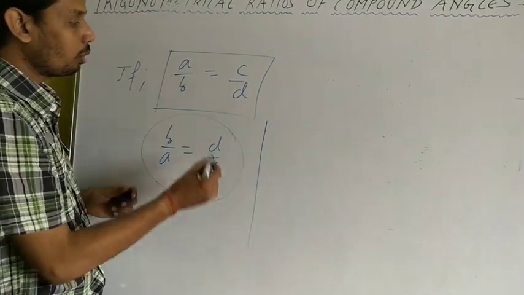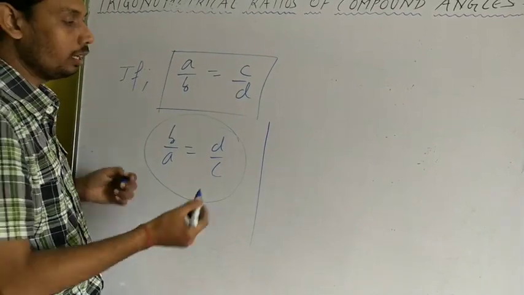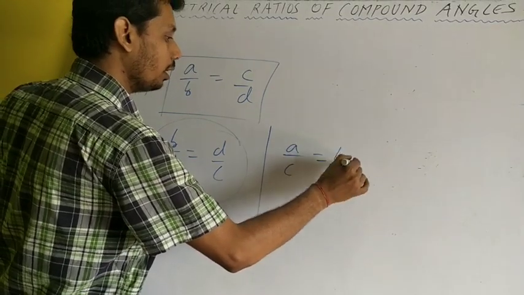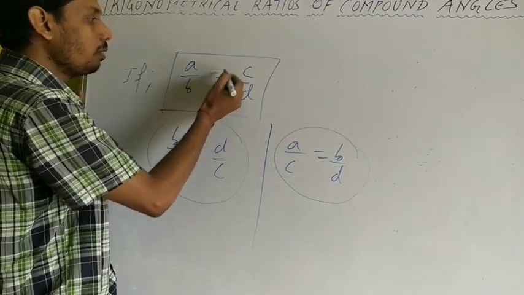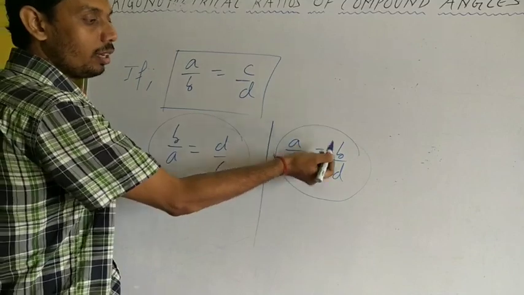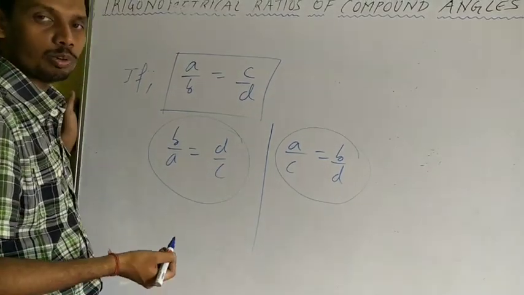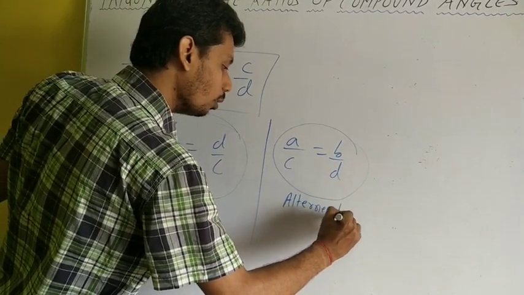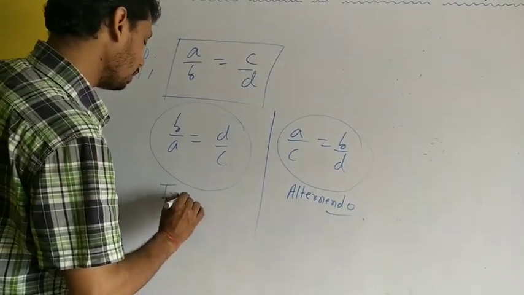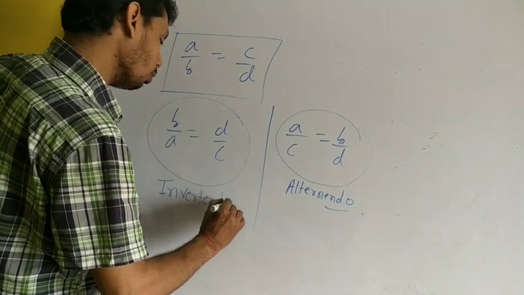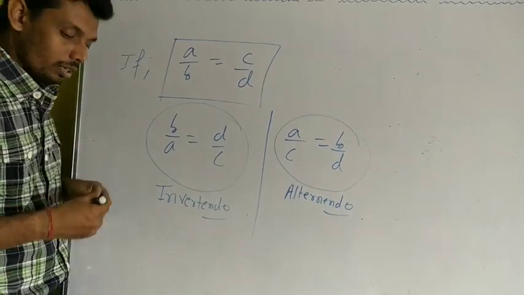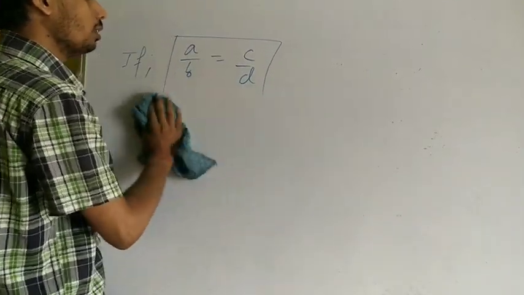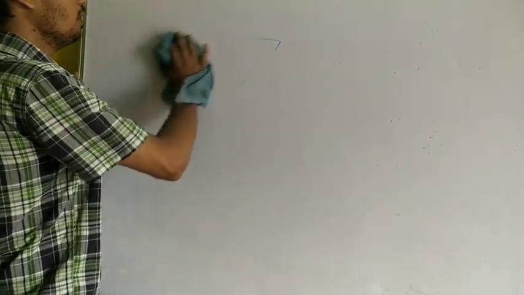At the same time, if we interchange b and c, we get a by c is equal to b by d. So if a by b is equal to c by d, then a by c will definitely be equal to b by d. And this is known as alternando. And the earlier property is known as invertendo.